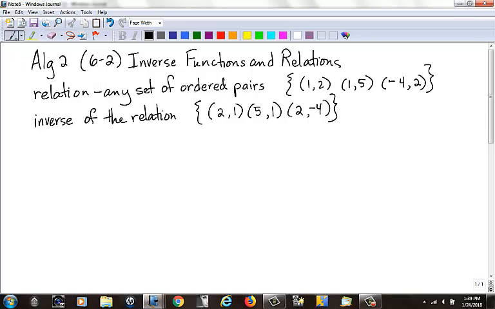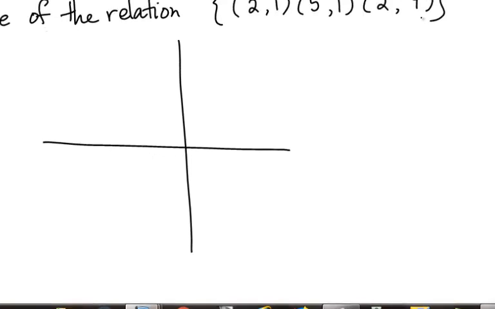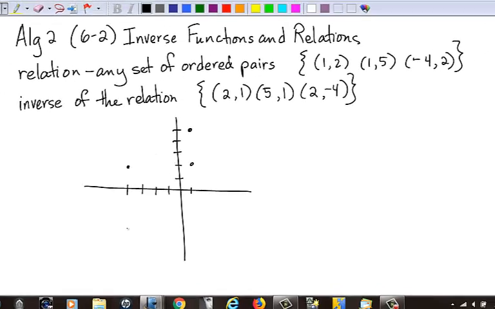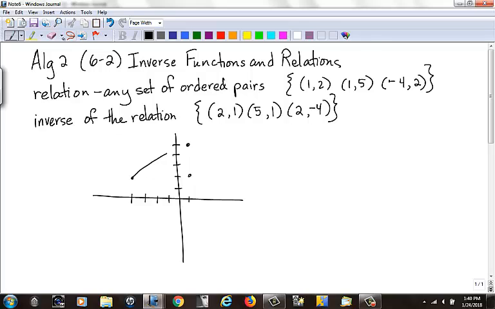Okay, if we do it graphically, just a sketch of this, graph the relation first. So if I graph the ordered pair (1, 2), plot a point. The ordered pair (1, 5), put a point. And the ordered pair (-4, 2), put a point. Okay, and I'm going to connect those so you see a shape. If I graph those, I get a triangle.